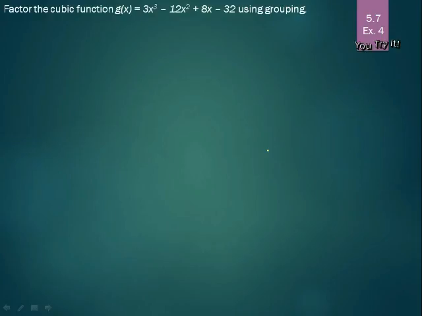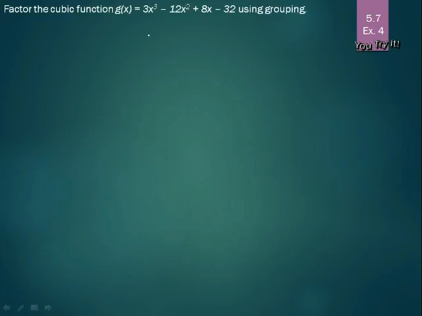Factor the cubic function g of x equals 3x cubed minus 12x squared plus 8x minus 32 using grouping. Okay, let's first check and see if we have any common factors. There's no number that goes into 32, 8, 12, and 3, because 3 doesn't go into all of them, and that would be the highest that could even go into the first. And also there's not an x in every term, so there's nothing that we can factor out.